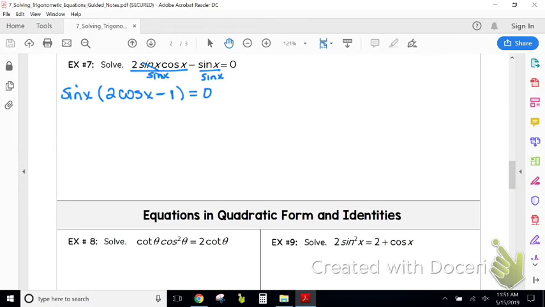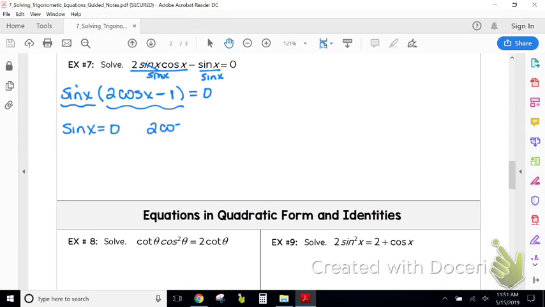And so what do you think we can do now? I don't know. Now if I distribute the sine, I'm going backwards. But we've got two things being multiplied here, right? And it's all equal to 0. So we can set them each equal to 0 and solve. So we got sine of x equals 0.